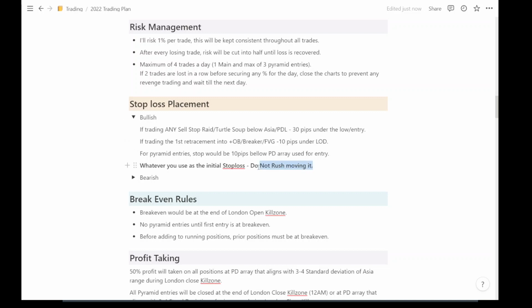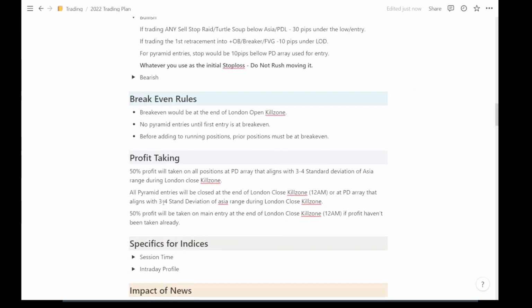I will not rush it, and that is why I've bolded this. The essence is to hold the trade for a long period of time for the rest of the week. Okay, so I don't move break even too early. All right, my break even rule is that at the end of London open kill zone, that is when I'm going to break even on my first position. Okay, if I'm able to pyramid an entry in London open kill zone, okay, I will break even on the first position, okay, and break even on the second position at the end of London open kill zone. Okay, so I will not pyramid my entry until I have break even on the previous position.